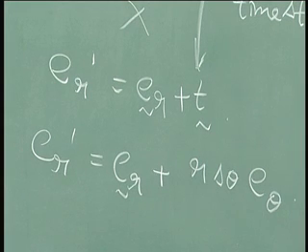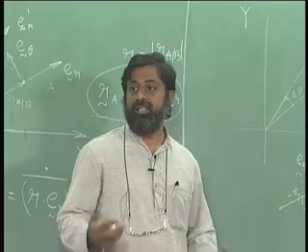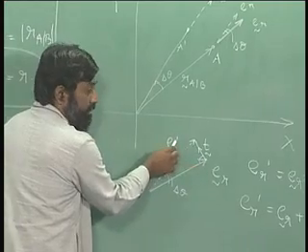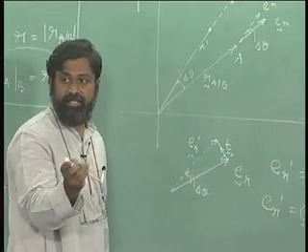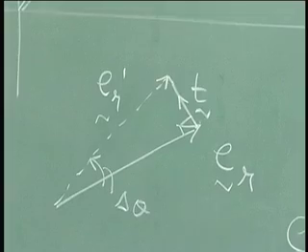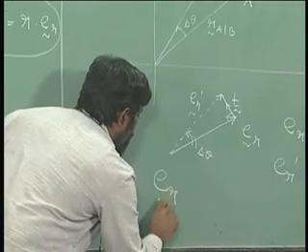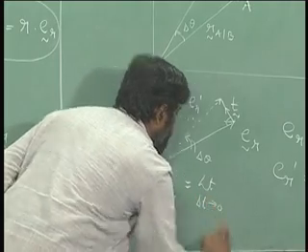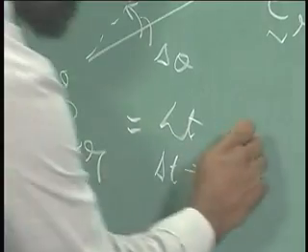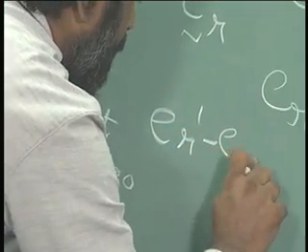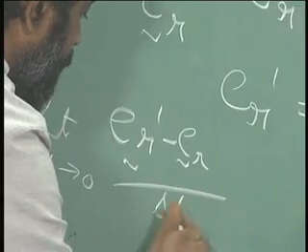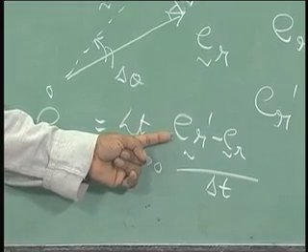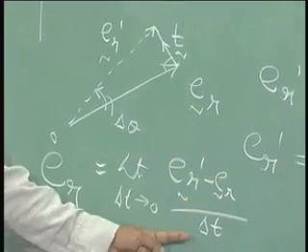What we are interested in is how it has changed, or in other words ER dot is what we are looking at. If this is ER and this is ER prime, which is a change that has occurred over delta t, then ER dot is nothing but limit as delta t tends to 0, ER prime minus ER divided by delta t. Is this okay? This is the changed vector, this is the original vector divided by delta t.